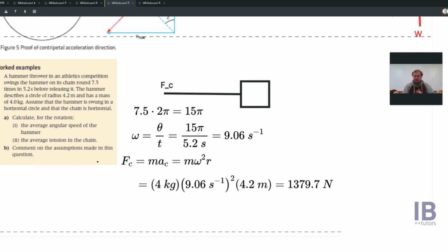Does that make sense? So you're going 7.5 times 2 pi radians in a certain amount of time. So would 7.5 be the frequency or no? No.